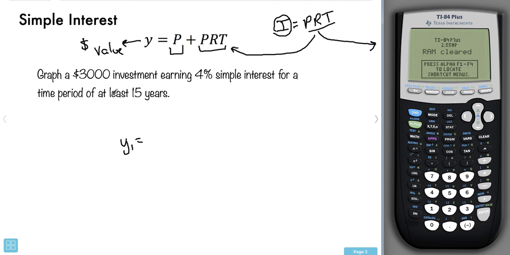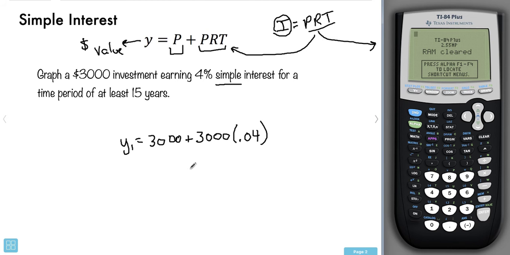And for this question, where we're graphing a $3,000 investment that's earning 4% simple interest, again, that's what tells you you're doing simple interest, for a time period of at least 15 years, what I'm going to want to put in my calculator is 3,000, which is the initial amount invested, plus 3,000 times the rate, which in this case is 4%. Make sure you put the percent in as a decimal.